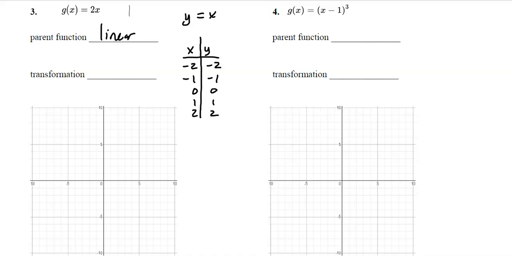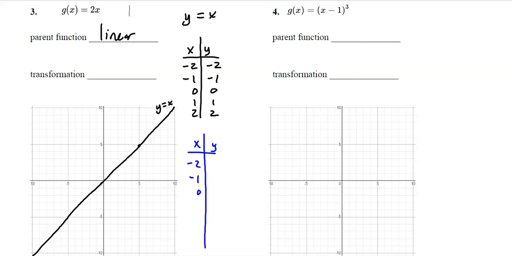That's the parent function. Well, this function, g, which I'm going to put in blue, and let me graph that. This is the parent function. So that's the line y equals x. Well, in blue, I'm going to do this y equals 2x. So if I plug these same values in there for y equals 2x, when x is -2, I get -4. When x is -1, I get -2. 0, 2, 4. You'll notice that something happened to the y's.